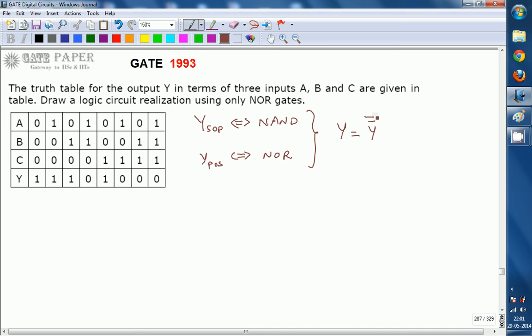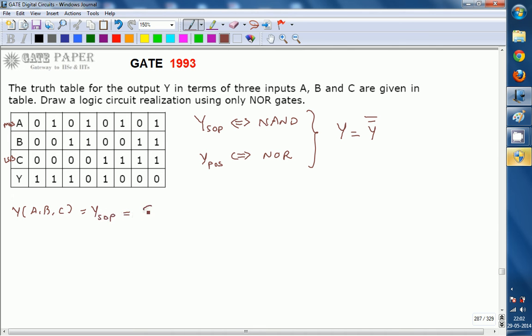Now we will write the SOP expression and POS expression for this one, so that you will know how to write the SOP and POS expressions. Remember that in this case Y is a function of A, B, C, where A is the MSB and C is the LSB. So Y is a function of A, B, C.